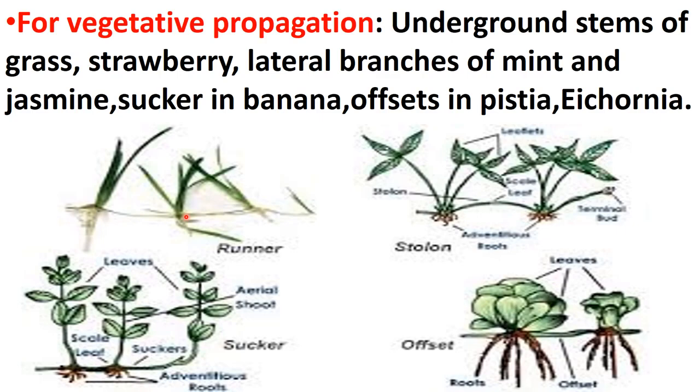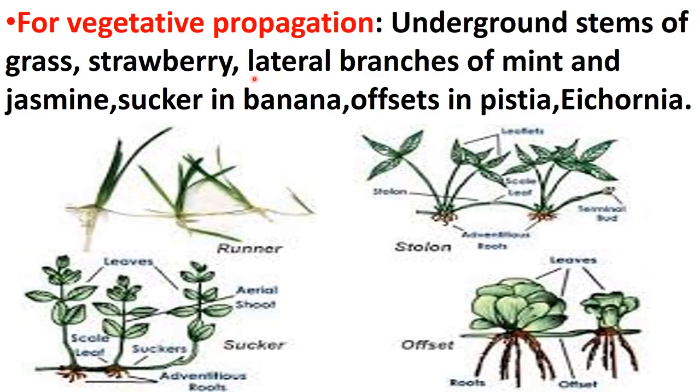In case of grasses, their underground stems spread to new areas, and when older parts die, new plants are formed. So here you can see the stems are underground. Stems are not always aerial. The stems which are helping in vegetative propagation can be underground as well. These underground stems spread to new areas and then give rise to a new grass or strawberry plant, right? And such modified stems are called runners. So runners are modified stems in case of grasses which are helping in vegetative propagation.